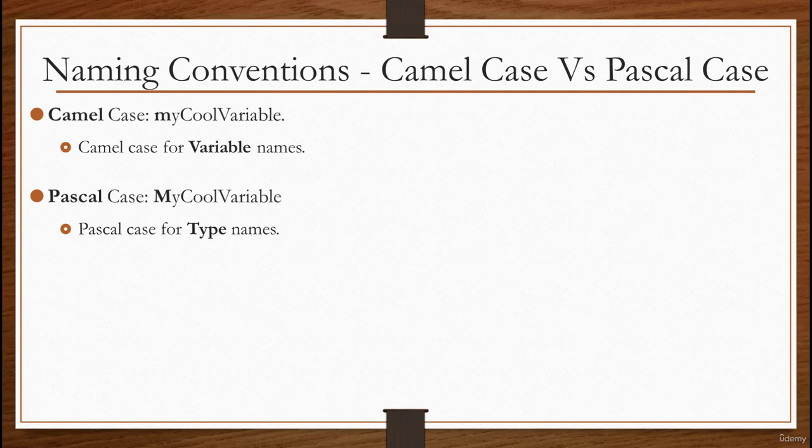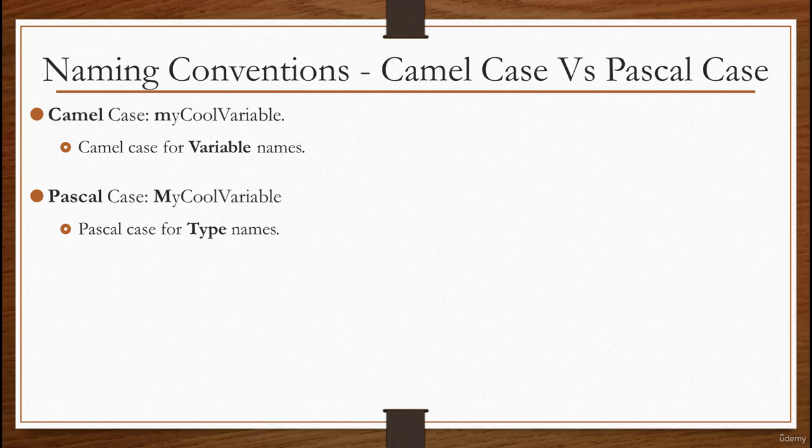Let's do a quick recap on camel case and Pascal case. Using camel case, the first character is going to be lowercase. The second word in that variable name is going to start with an uppercase again, but with Pascal case, notice the difference. The first character is going to be uppercase. Personally, I prefer to use camel case for variable names, including member variable names, and then Pascal case for type names such as classes, structs, and enumerations.